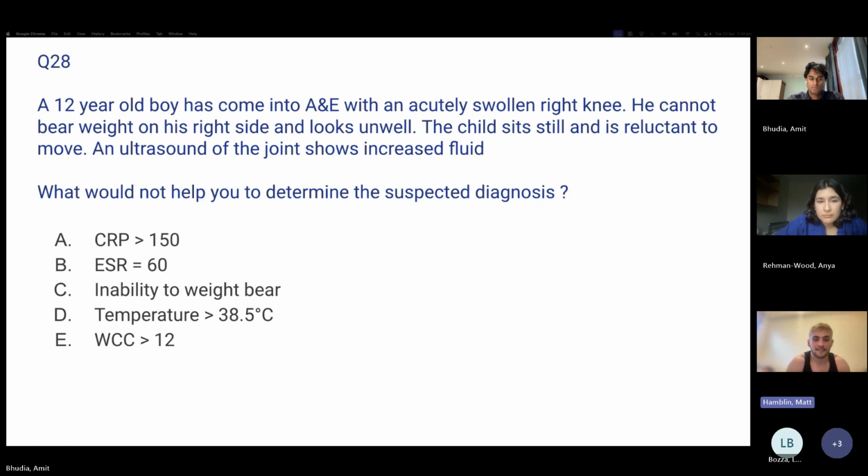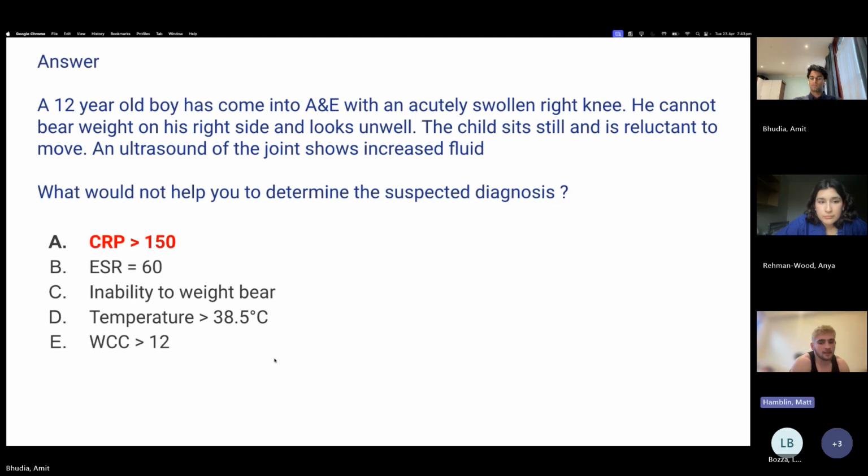So a 12-year-old boy has come into A&E with an acutely swollen right knee, and he cannot bear weight on his right side and looks unwell. The child sits still and is reluctant to move, and an ultrasound of the joint shows increased fluid. What would not help you to determine the suspected diagnosis? So the answer is CRP.